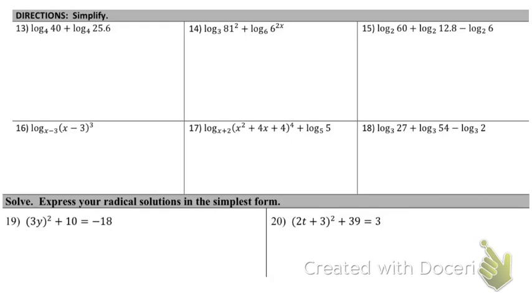All right, let's jump to number 13. In 13, we're going to use properties and simplify it if we can. So let's go ahead and do these properties. Simplify means we want to basically condense it and then do the math that we can. So addition turns into multiplication. So these two logs turn into log base 4, and we're going to go 40 times 25.6. Okay. If you multiply this into your calculator, you get log base 4, and it's going to give me 1,024.